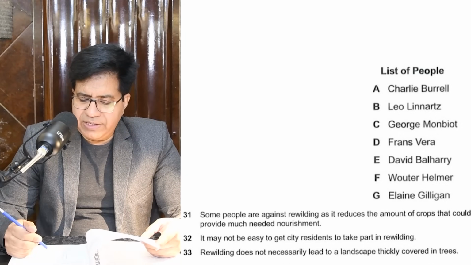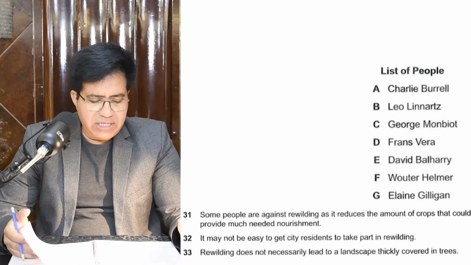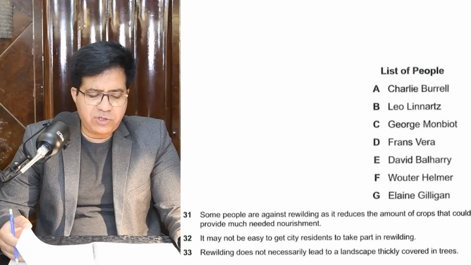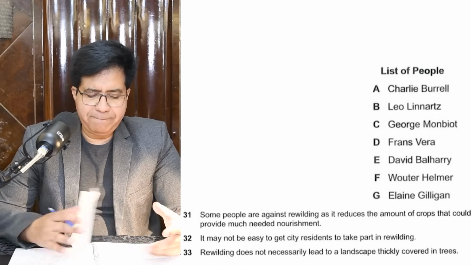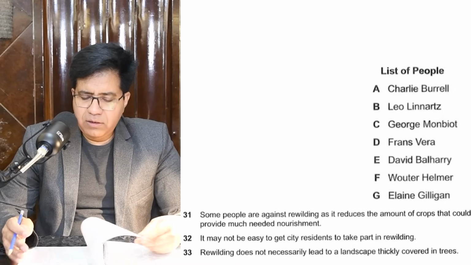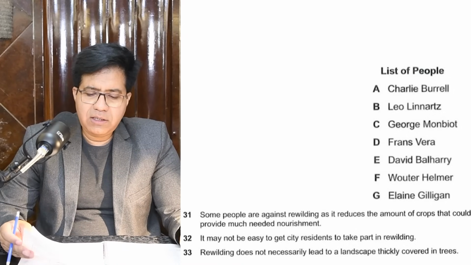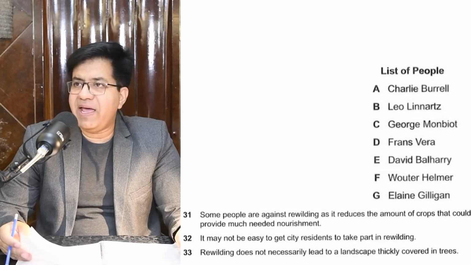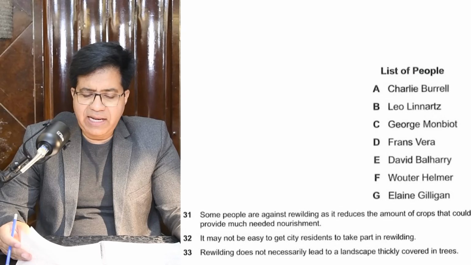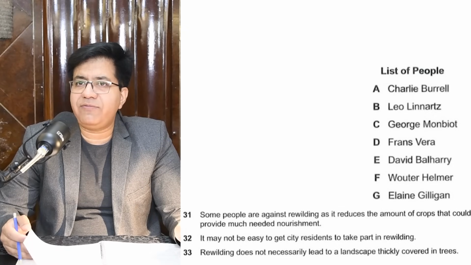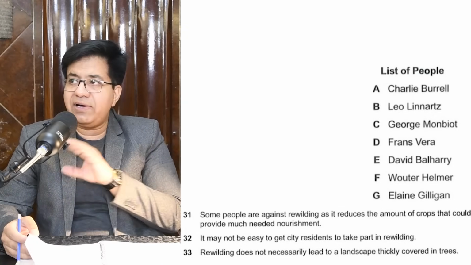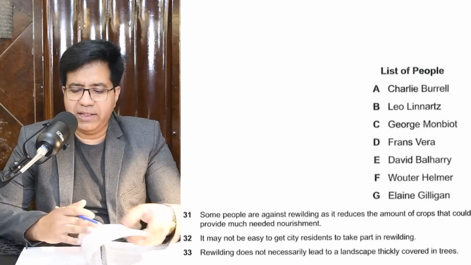Then look for David Balheri. David Balheri. Good. 4th paragraph, 4th line, David Balheri. Then we have Wouter Helmer. Wouter Helmer. Okay, 2nd page, 2nd paragraph, you can see the name Wouter Helmer. And then even the next paragraph also contains the word Helmer. Remember, they use the last name. Wouter Helmer, they will use the word Helmer. Helmer said, and all that.